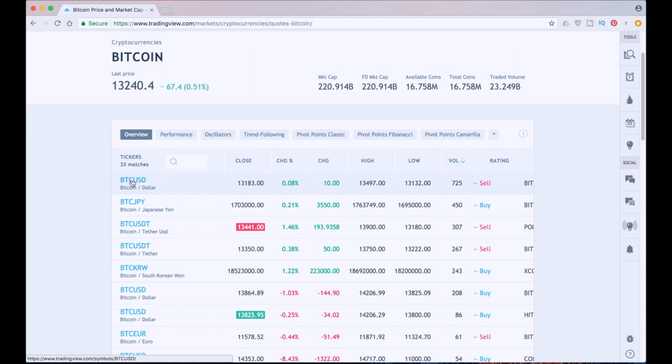Now that helps if you're holding those cryptocurrencies. So if you do have Ripple, if you do have Tether, if you do have Ethereum, then you can look at the price of Bitcoin relative to the currency that you do hold, in case you want to purchase it with said currency. So let's click on Bitcoin USD for simplicity's sake.